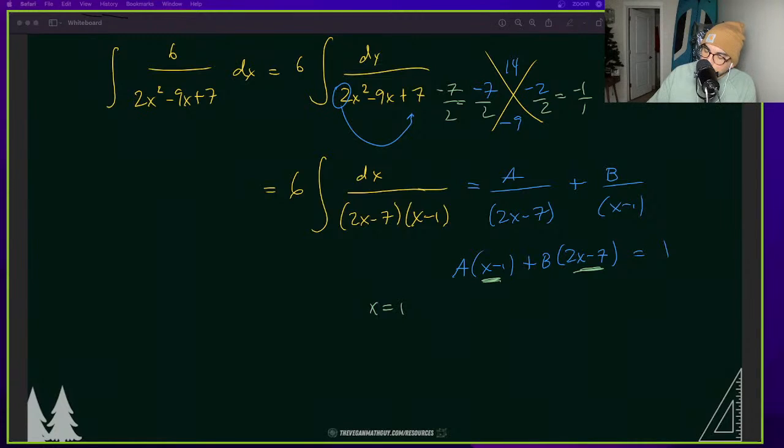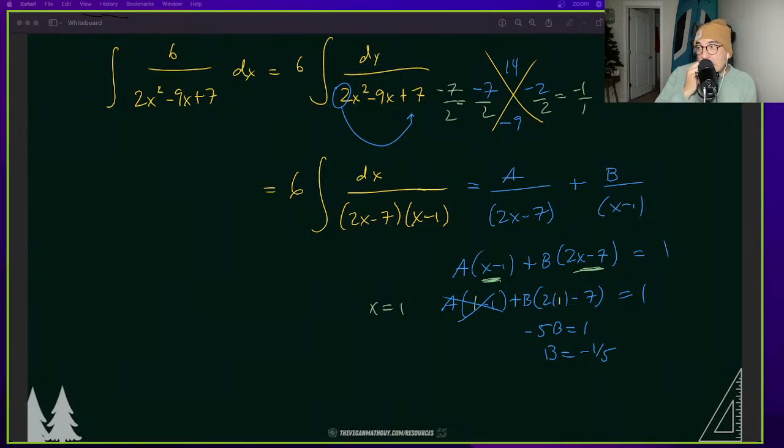Now we have x is equal to 1, so then we plug it in. A times 1 minus 1 plus B times 2 times 1 minus 7. I like the color here. It's kind of nice. All right, so as I mentioned, that 1 minus 1, the A's cancel out. So now we're left with negative 5B is equal to 1. So B is equal to negative 1/5. Pretty cool, I would say. All right, so now we know that B is equal to negative 1/5.